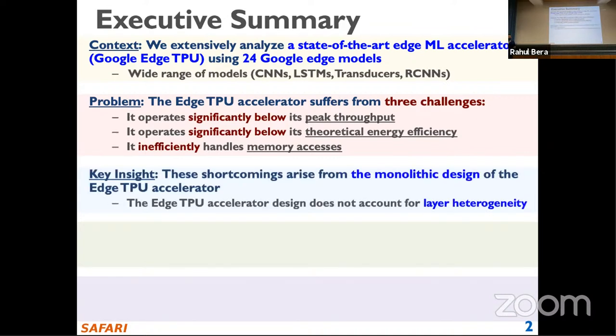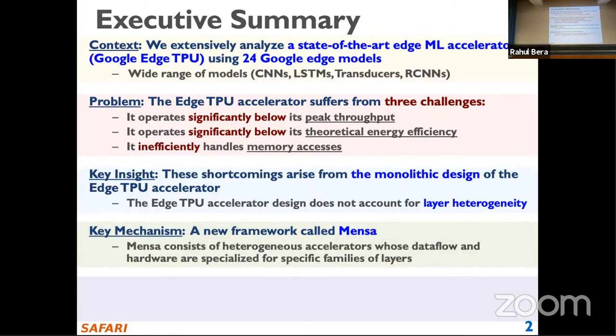Based on all of that, we figured out that the main shortcoming faced by the Edge TPU is its monolithic design, which tries to target a one-size-fits-all approach for different machine learning models in a single systolic array organization. Because of that, the Edge TPU accelerator does not account for layer heterogeneity and also heterogeneity across different machine learning models.